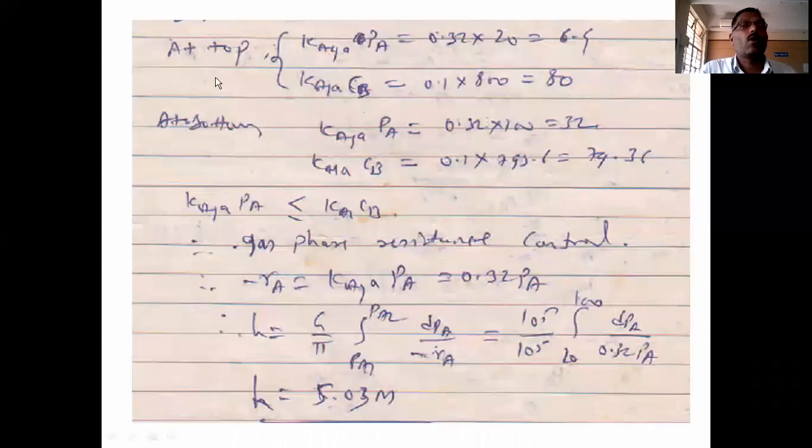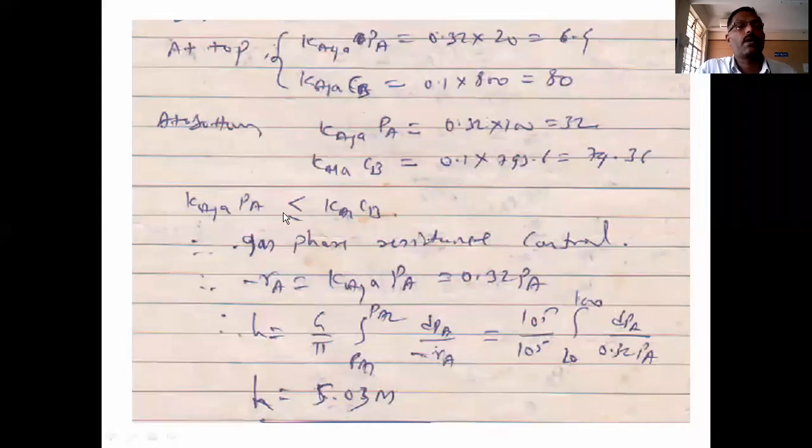We know it. Now at the top of the tower, we check the condition. Which condition do we check? KAGA into PA is less than or equal to KLA into CB upon B, where B is equal to 1. So if KG into PA is less than or equal to KLA into CB upon B, then the gas phase is resistance control. If KG into PA is greater than KLA into CB upon B, then the liquid phase is resistance control and CB is high.